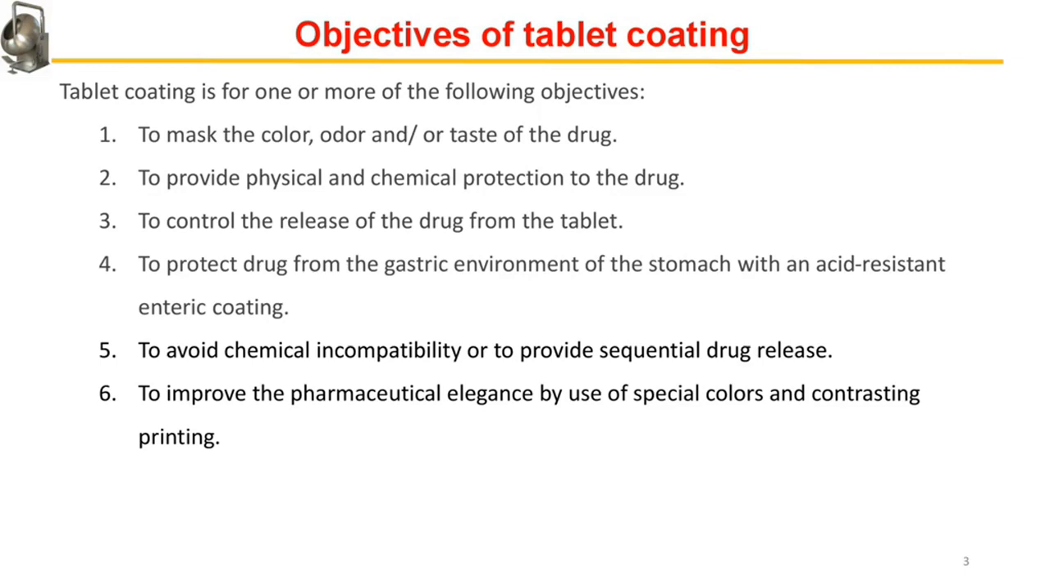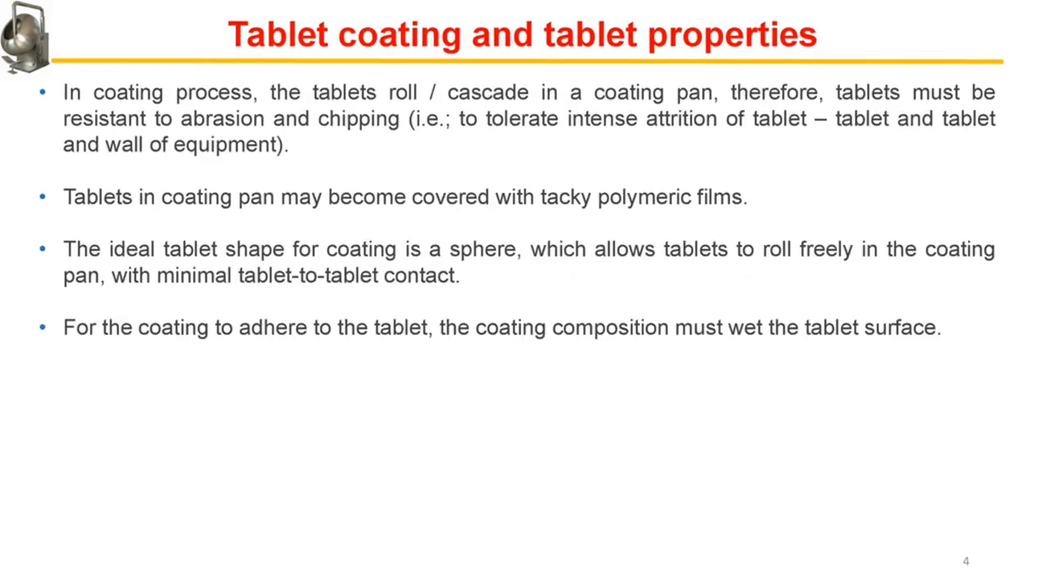3. Tablet coating and tablet properties in the coating process. The tablets roll forward or cascade in a coating pan, therefore, tablets must be resistant to abrasion and chipping, i.e., to tolerate intense attrition of tablet and wall of equipment. Tablets in a coating pan may become covered with tacky polymeric films. The ideal tablet shape for coating is a sphere, which allows tablets to roll freely in the coating pan, with minimal tablet-to-tablet contact. For the coating to adhere to the tablet, the coating composition must wet the tablet surface.